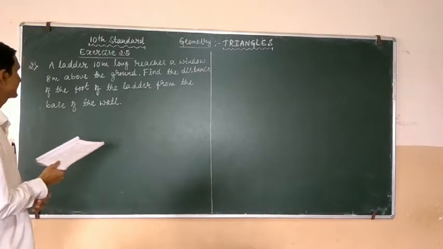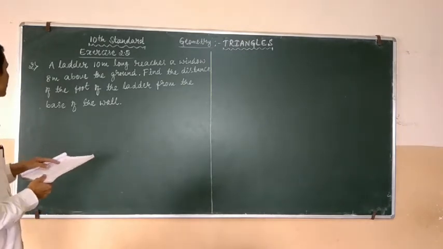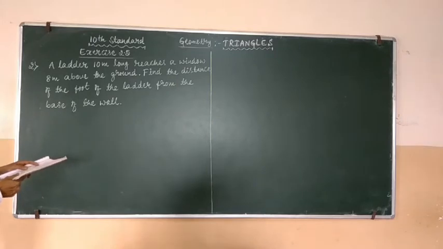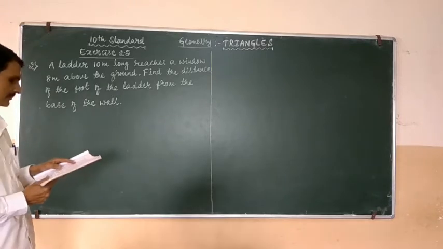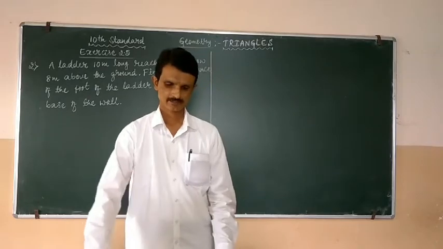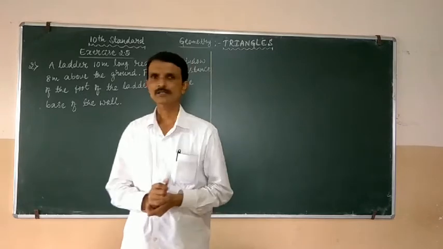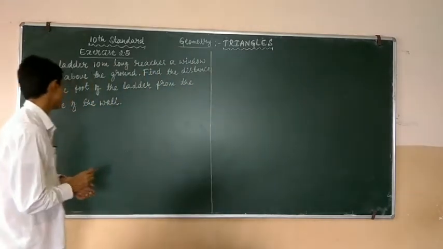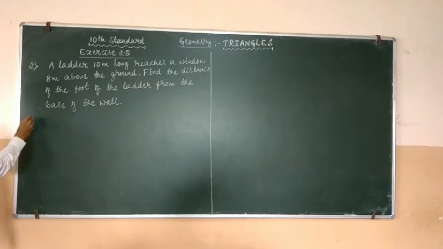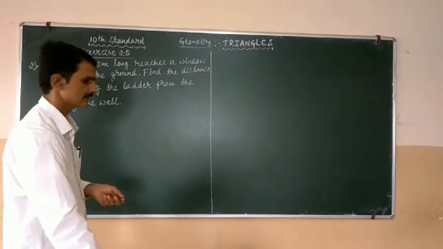A ladder 10 meter long reaches a window 8 meter above the ground. Find the distance of the foot of the ladder from the base of the wall. Students, by using the Pythagoras theorem, we will calculate the given problem. Before going to simplify this problem, this is a geometry, therefore I have to draw a rough sketch.